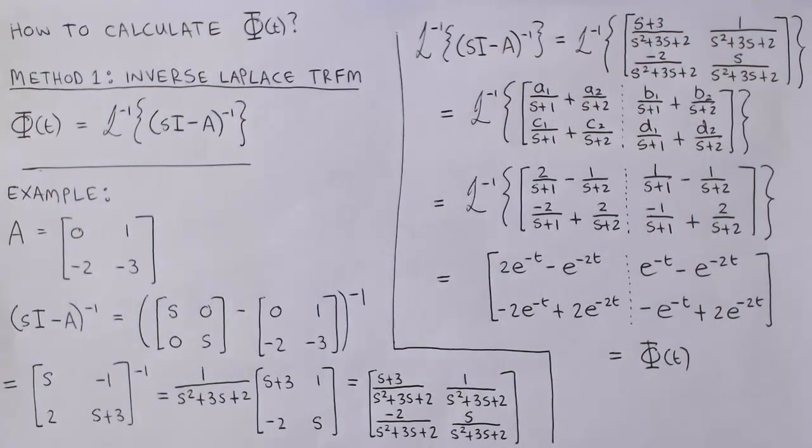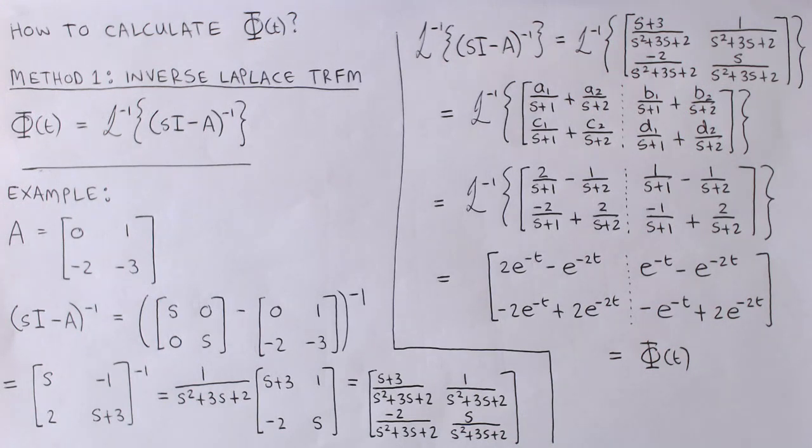There are several methods to calculate the state transition matrix, both exactly and approximately. One can, for instance, approximate the state transition matrix by using only the first few terms of the power series definition for the matrix exponential. However, we are going to look at two methods to calculate the state transition matrix exactly. The first method we look at uses the inverse Laplace transform.